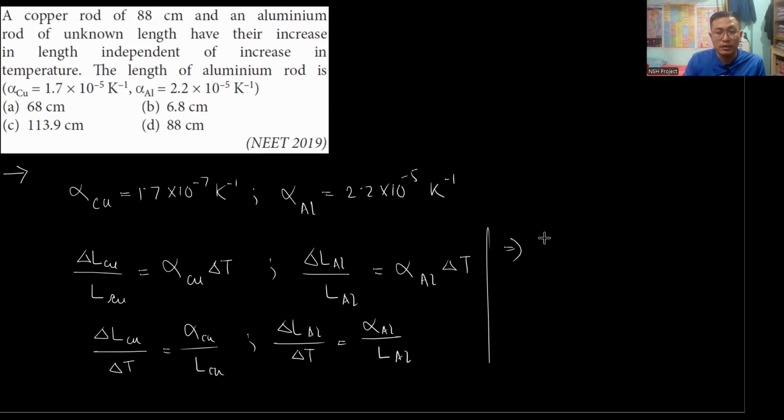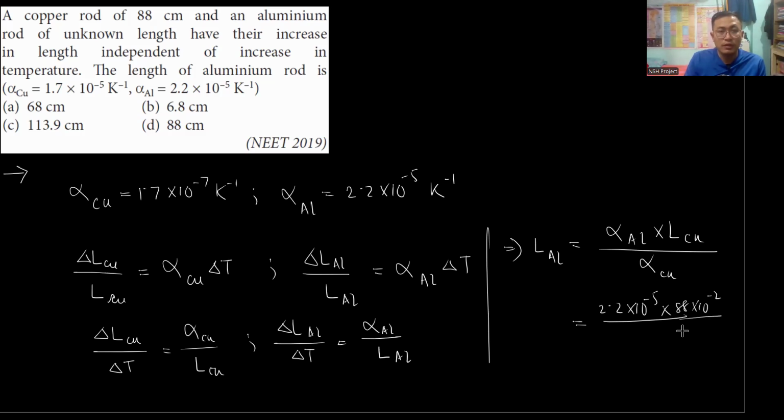It implies the length of aluminium, L aluminium, is equal to alpha Al into L Cu divided by alpha Cu. So alpha Al is 2.2 into 10 to the power minus 5, L is 88 centimeter, and alpha of Cu is 1.7 into 10 to the power minus 7, so 10 to the power minus 5 minus minus 7.